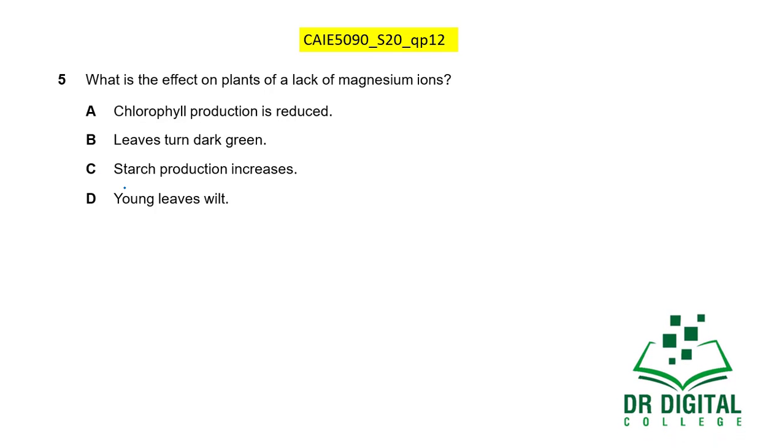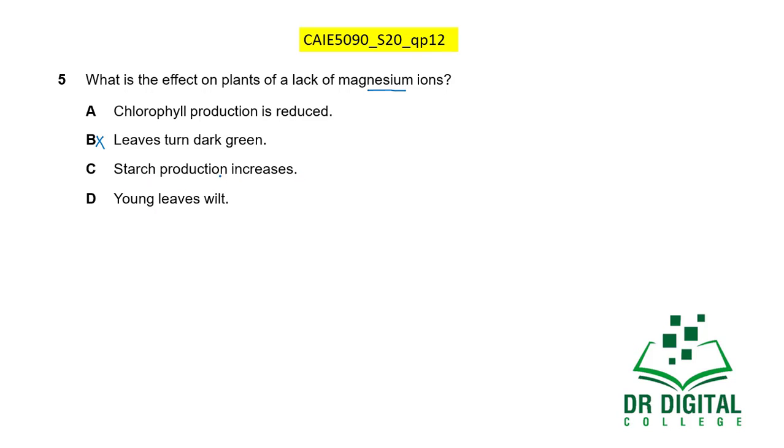In this question, what is the effect on plants of a lack of magnesium ions? You know that magnesium is part of chlorophyll. So chlorophyll production is reduced. Yes, that is true. Leaves turn dark green? No, when less chlorophyll is there, leaves will become yellowish. So this is wrong.